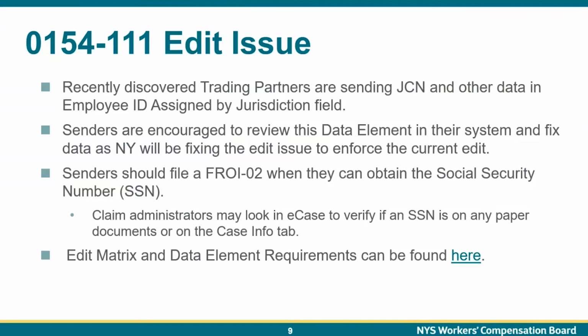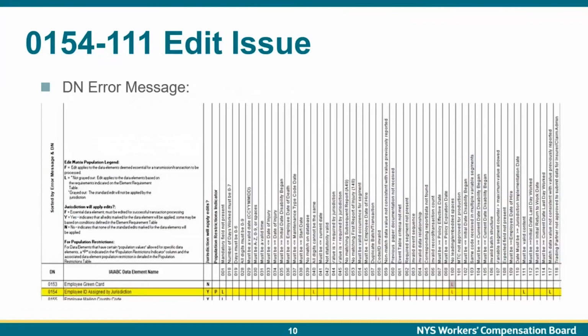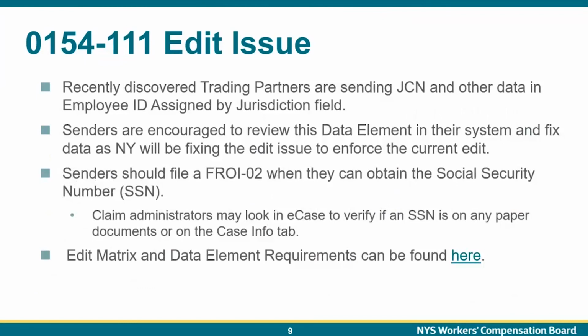You will want to file a FROI-02 to either update that employee ID, or if you've obtained the Social Security number, per the current rules, you're supposed to be filing the FROI-02 in that circumstance. We also encourage that you use eCase. You can use eCase as a tool in case a medical report or other document like a C3 has this claimant's Social Security number on it. You can find that either on the Case Info tab or the Case Folder tab in eCase.